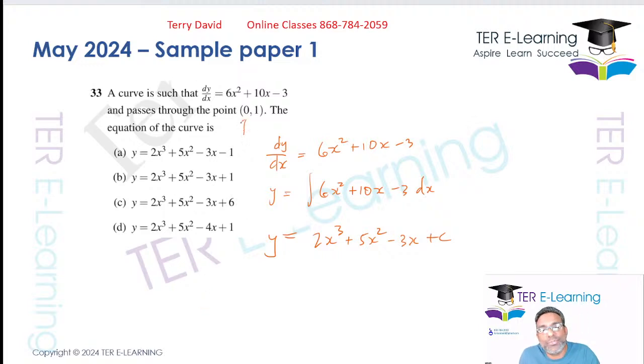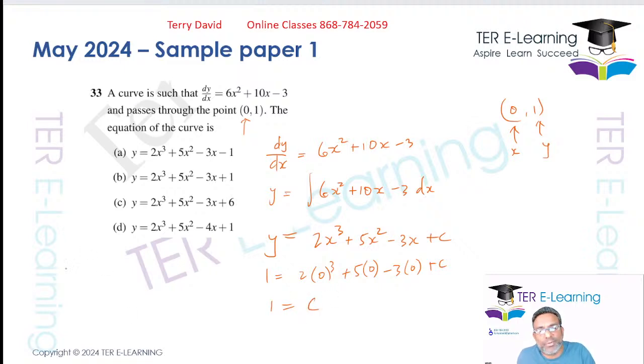And what we're going to do, we have to use this point here in order to figure out what c is. So the point is 0, 1. That means that x is 0 and y is equal to 1. So therefore 1 is equal to 2 times 0 cubed plus 5 times 0 minus 3 times 0 plus c. Everything on the right hand side is going to work out to 0, and you're going to just end up with c. So therefore the equation has to be equal to 2x cubed plus 5x squared minus 3x plus 1, which is going to be B.